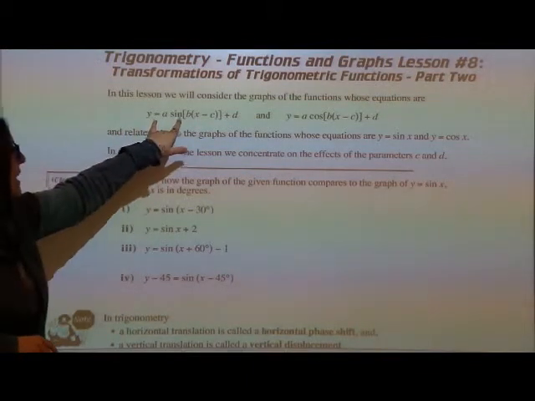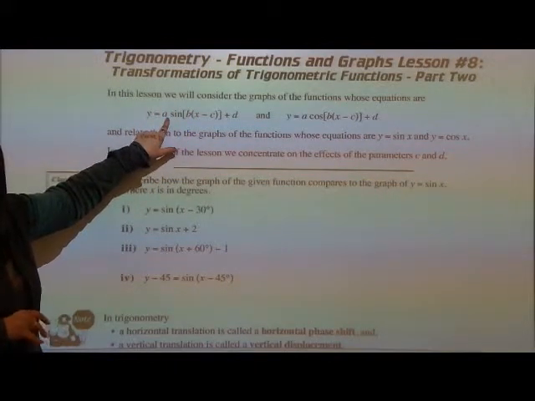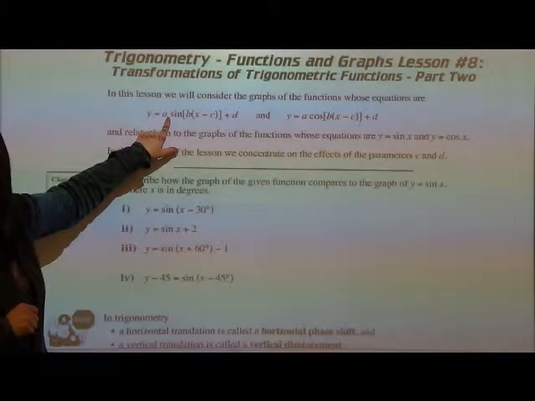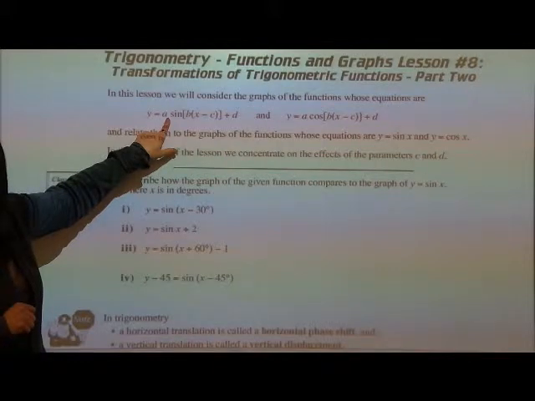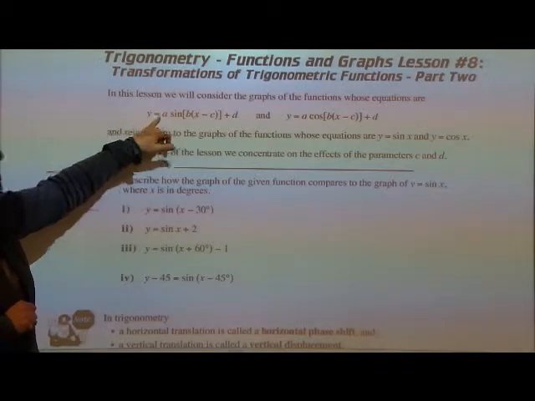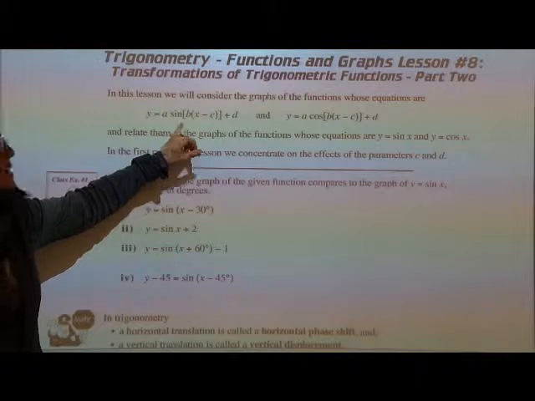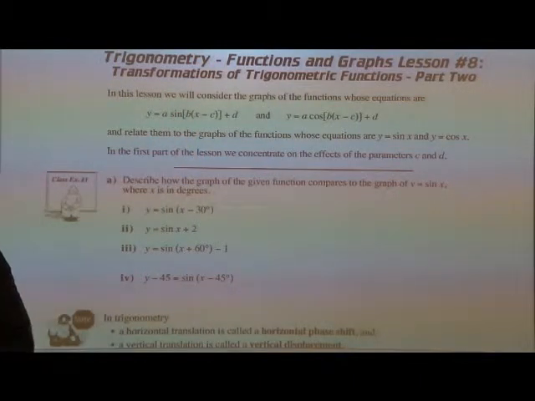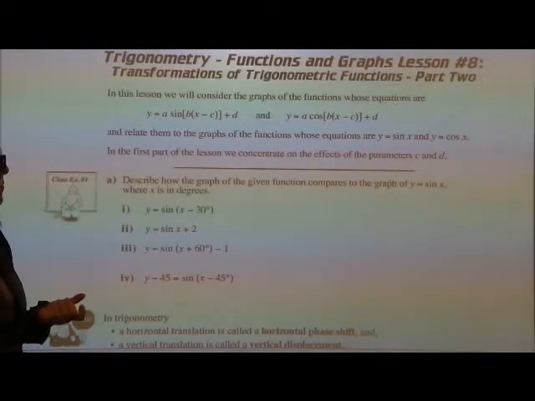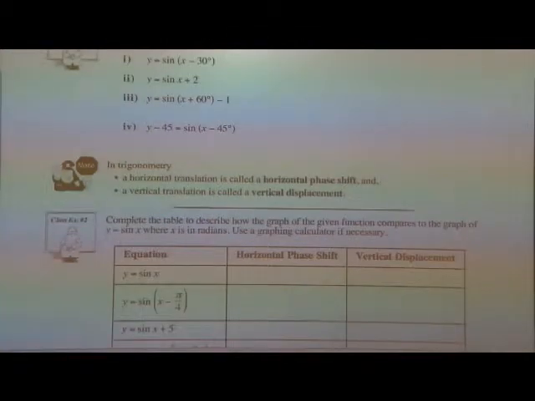So yesterday we looked at a and b. What does a do to the graph? Vertical stretch, by a factor of a in this case, or 1 over a if the replacement was a. And then what does b do? It's a horizontal stretch, by a factor of 1 over b. Okay?